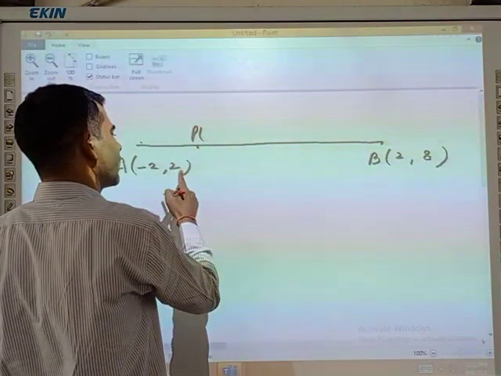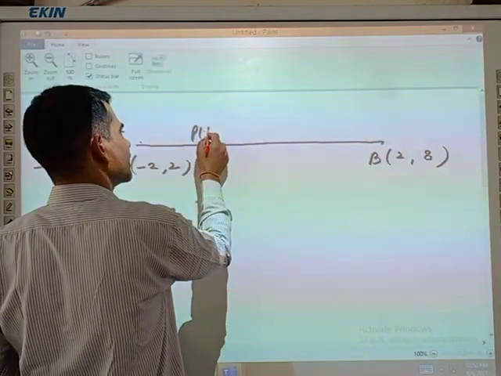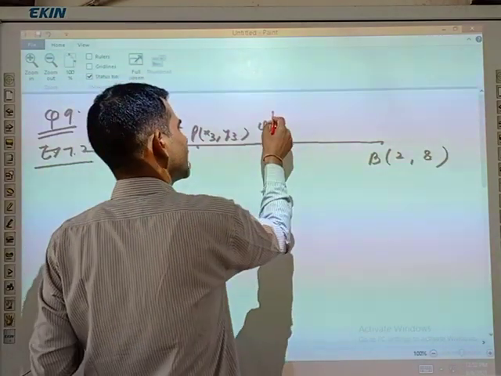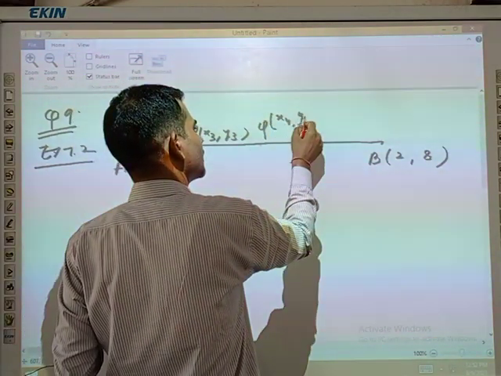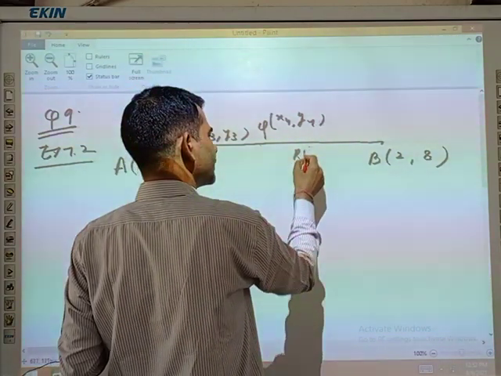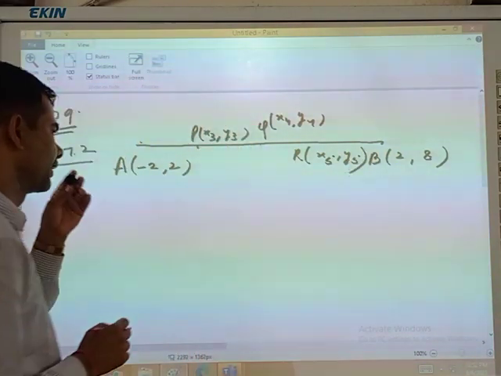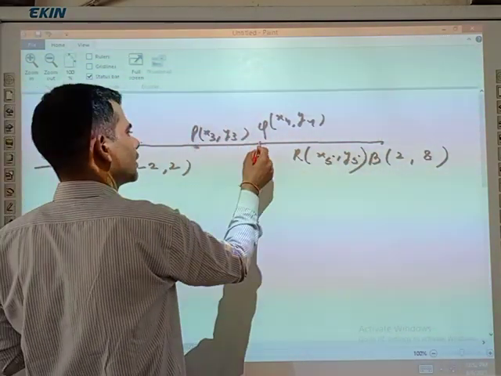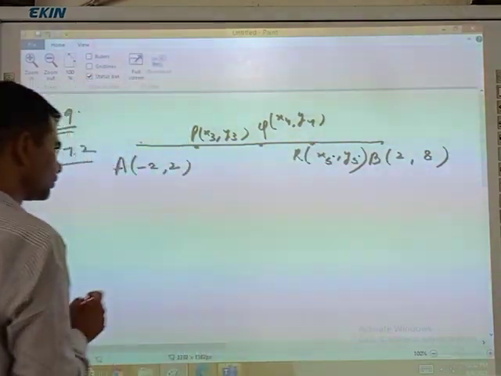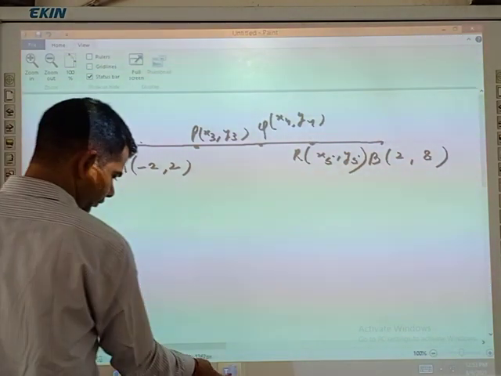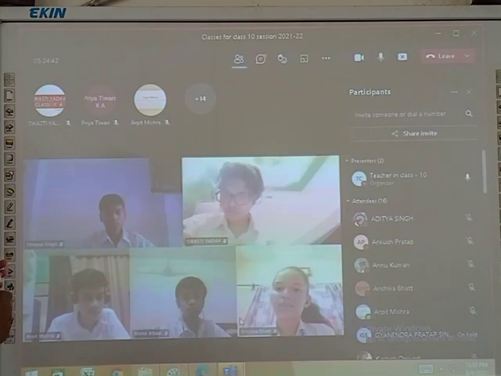Your x1, y1, x2, y2, x3, y3. Next is your Q, x4, y4, and next is your R point, that is your x5, y5. PQR. Now point P, x3, y3. There are two methods to solve this question. इस क्वेश्चन को सोल्व करने के 2 मेथड. Okay?